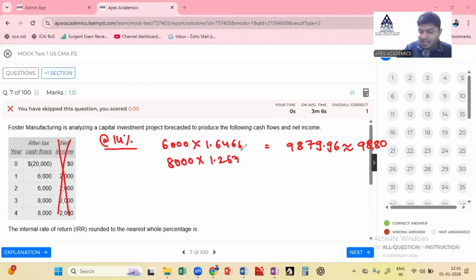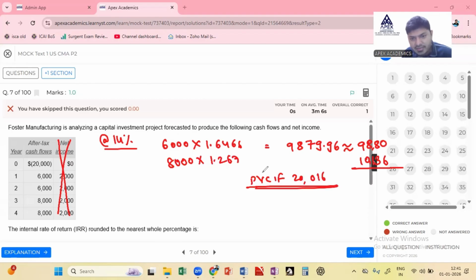That whole number I take and I multiply by 8,000. What is my answer? My answer that I get is 10,136. So 10,136 plus 9,880. What do I get as my answer? I get as my answer of present value of cash inflow 20,016. This is what I get at 14%.